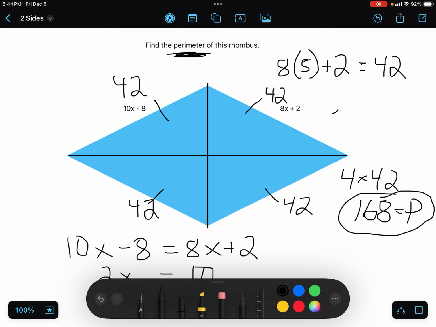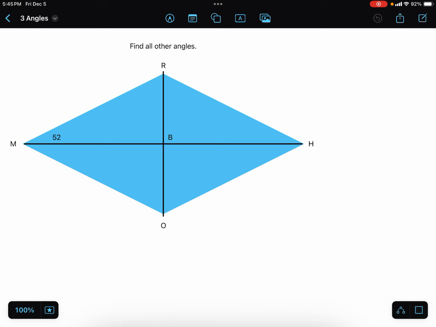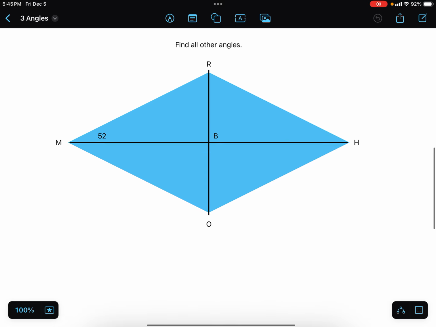So that's a question that you might see dealing with the sides of a rhombus. Now let's move to angles. Here we're given one angle. We're given an angle RMB as 52 degrees, and we're asked to find all of the other angles.